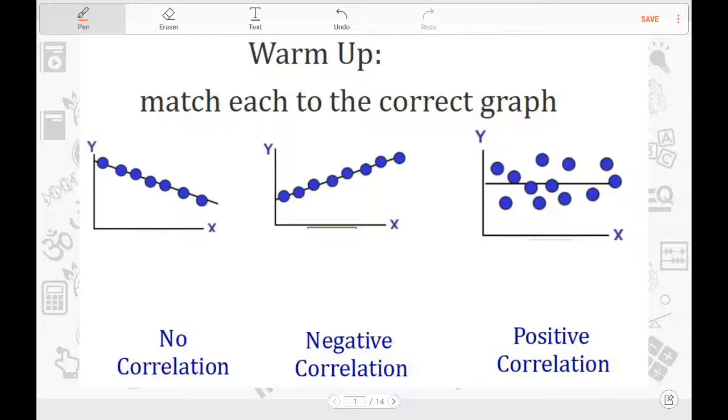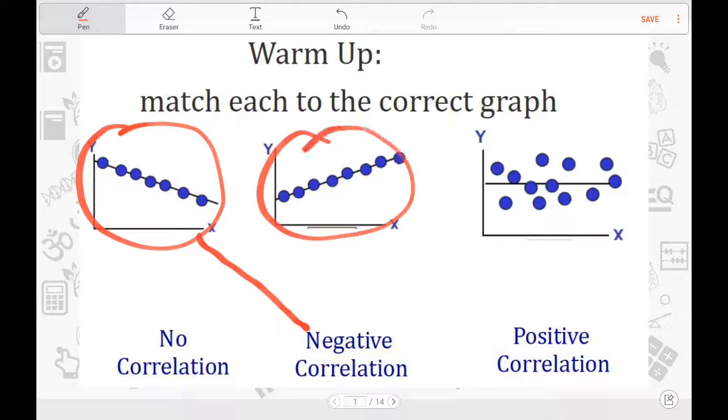Okay, so what I notice is if I take a look at the line for this first one, it's going in a downward motion. It's basically going this way. Of these words, which one is talking about that direction? That's going to be our negative correlation. This other one is going upward, it's increasing, so that could be a positive correlation. And the last one left over, a horizontal line, would be the no correlation example.